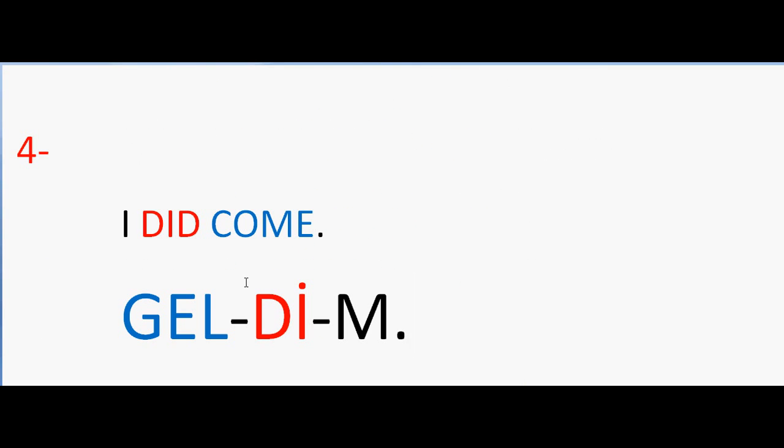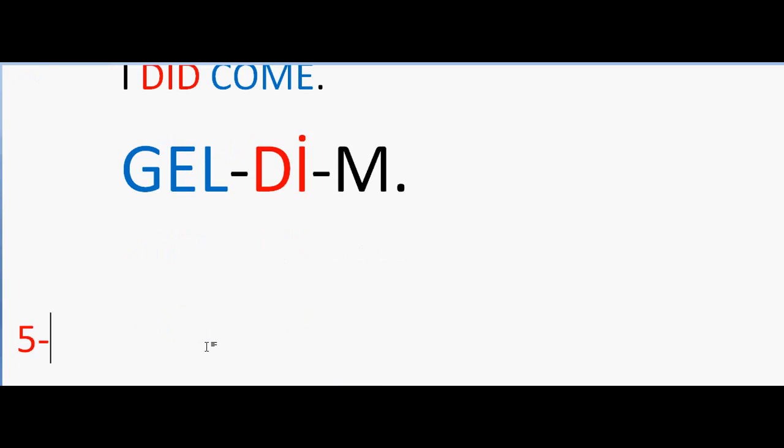Now, past tense in English. As you see here, you should use did, and after that the base form of the verb, which is come here. Of course, in English you have to use the past form of verbs, but I just want to show you how we use this. The base form of the verb here is come, which in Turkish is gel. After that, the past suffix of Turkish past tense, d, and after that the person suffix m. This is how we use geldim.